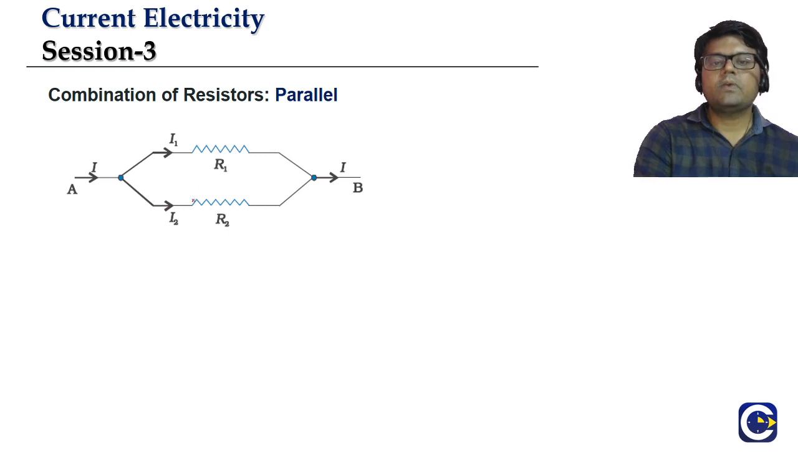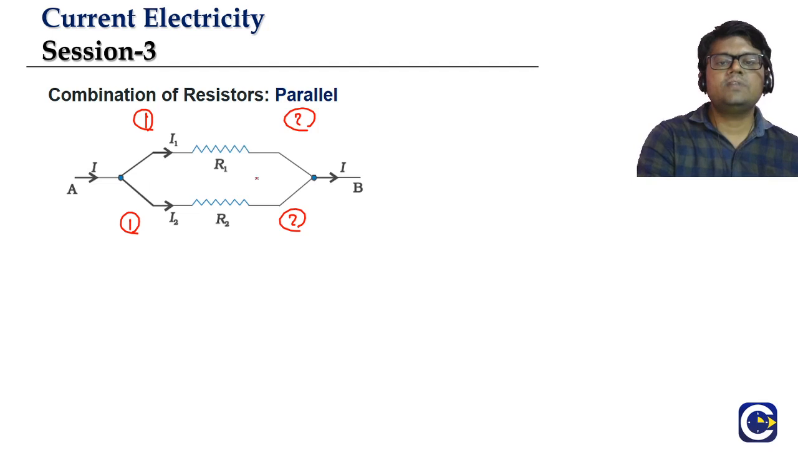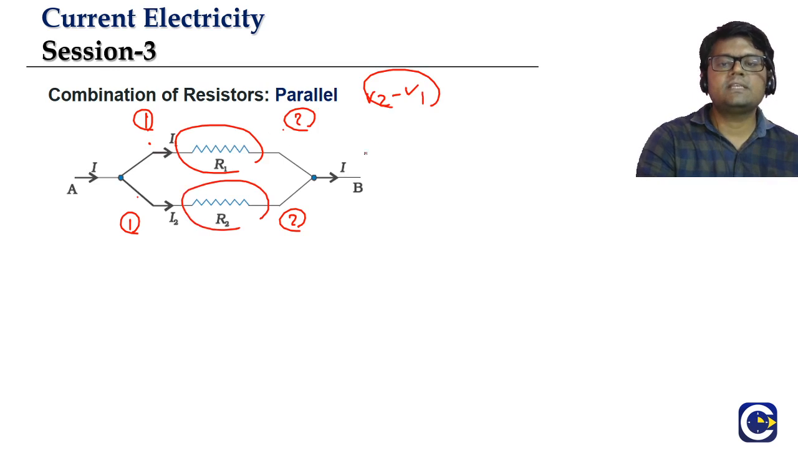If we look at every electrical component, we'll have two terminals. Let me mark them as 1 and 2. This side is 1, that side is 2. Here also 1 and 2. The terminals of the components are connected across, meaning 1 here is connected to 1 here, and 2 here is connected to 2 here. As a result, the potential difference across resistor 1, which is V2 minus V1, will be equal to the potential difference across resistor 2.